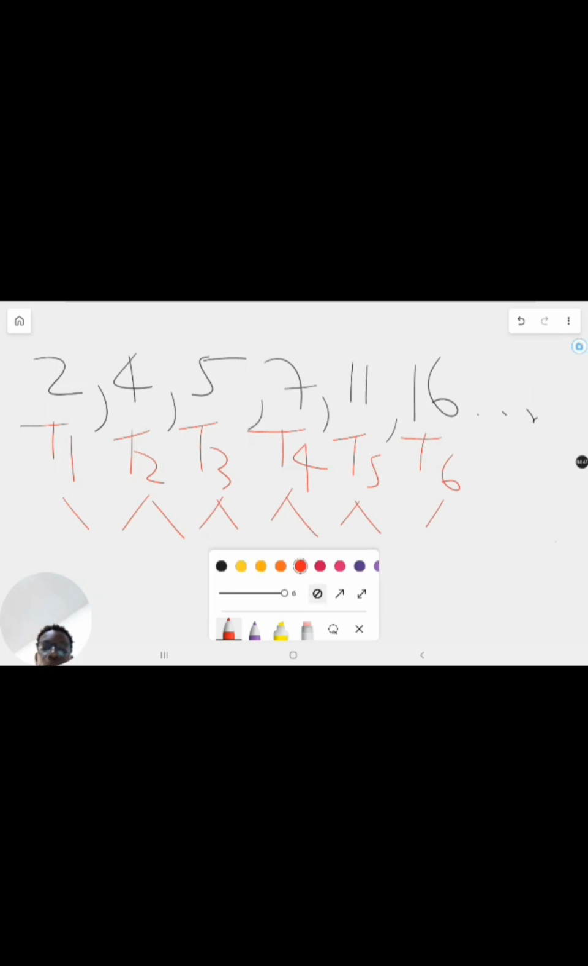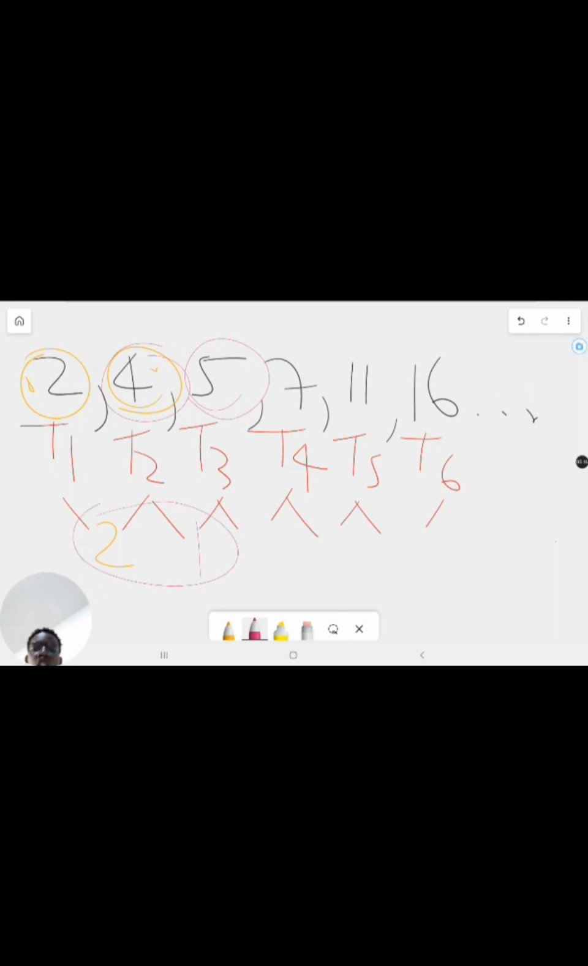Now, what is the difference between the successive numbers, the numbers that follow one another? Well, let's see. The difference between 4 and 2. What is 4 minus 2? 4 minus 2 gives us 2. So T2 minus T1 gives us 2. Let's change the color here. What is T3 minus T2? 5 minus 4 is 1. We can already see that these differences are not the same. So this is not arithmetic.